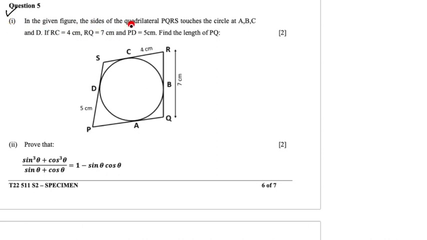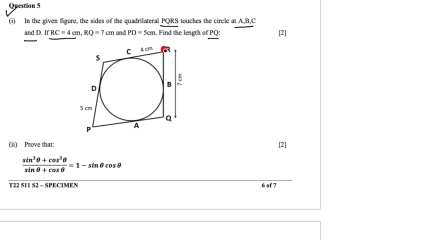In the given figure, the sides of quadrilateral PQRS touch the circle at A, B, C and D. So you can see this. And RC is 4 centimeters, it's given here. RQ is 7 centimeter, PD is 5 centimeter, and find the length of PQ.